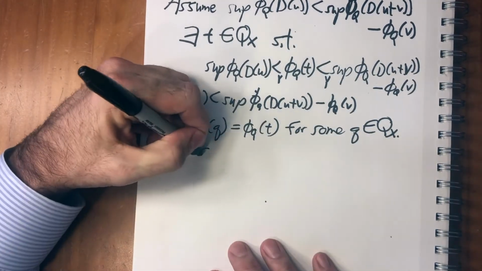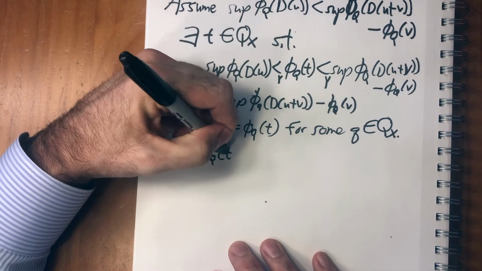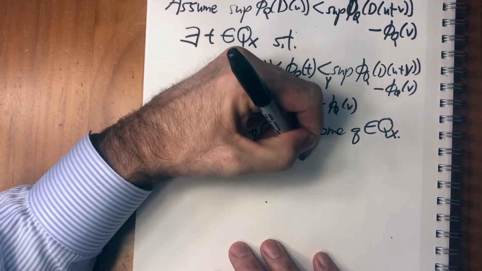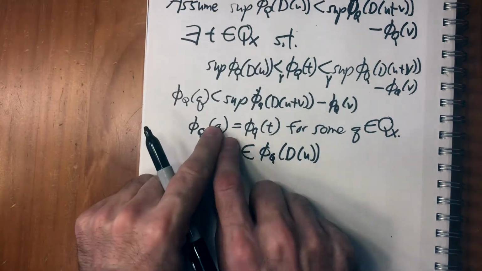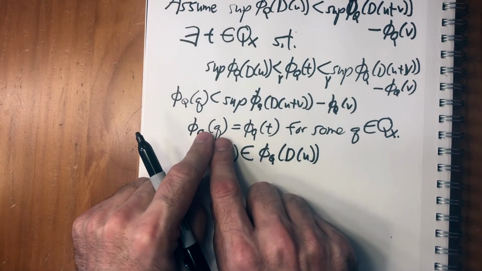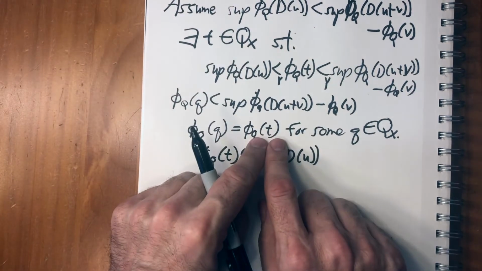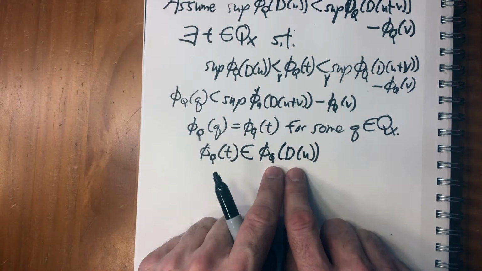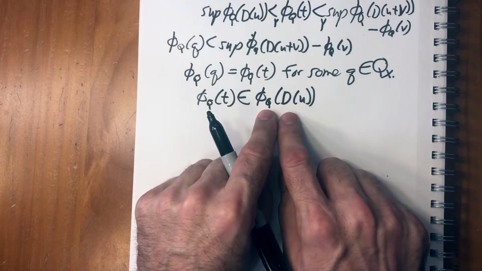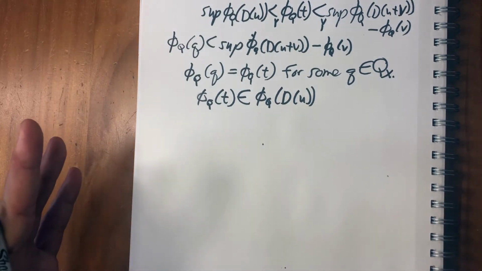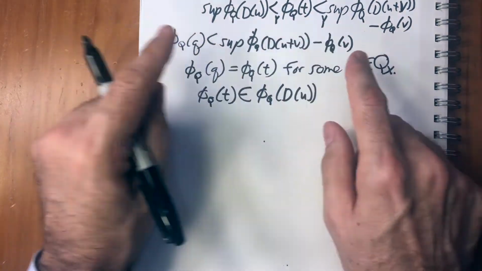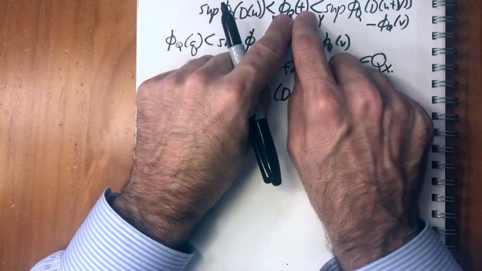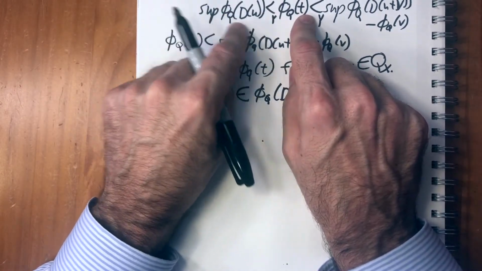That means that phi q of t is an element of phi q of du, because q is all rationals less than u. T is one of them, so phi q of t now has to be an element of phi q of du. But we started by saying we chose t specifically to be bigger than the supremum of phi q of du. That means that this is not an element of phi q of du.